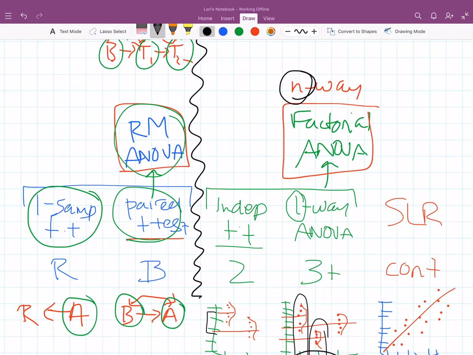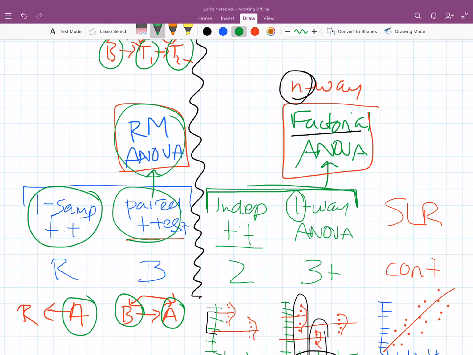And so that's what factorial ANOVA is, because these categorical variables that have 2 or 3 or 4 categories, those are called factors. And so that's where the factorial comes in. Factorial ANOVA really is an extension of either independent or one-way ANOVA. And remember, this is super duper important.